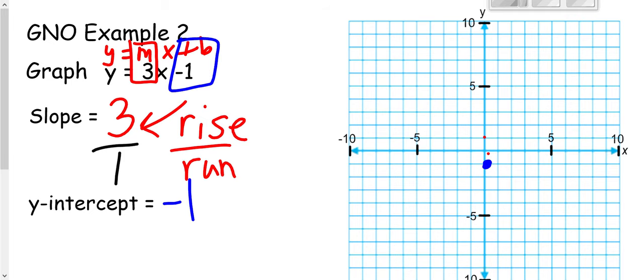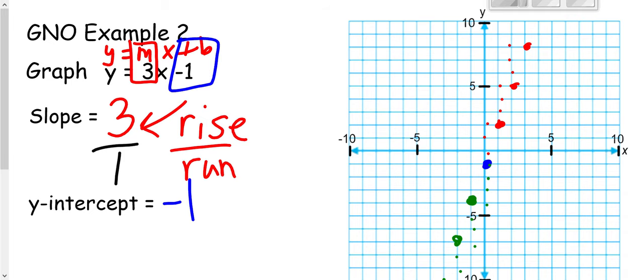So 1, 2, 3, and over 1. 1, 2, 3, run 1. Awesome. I can't fit any more, so I'm going to go back to my y-intercept and we're going to go backwards. So from my y-intercept, I'm going to go down 3 and left 1.